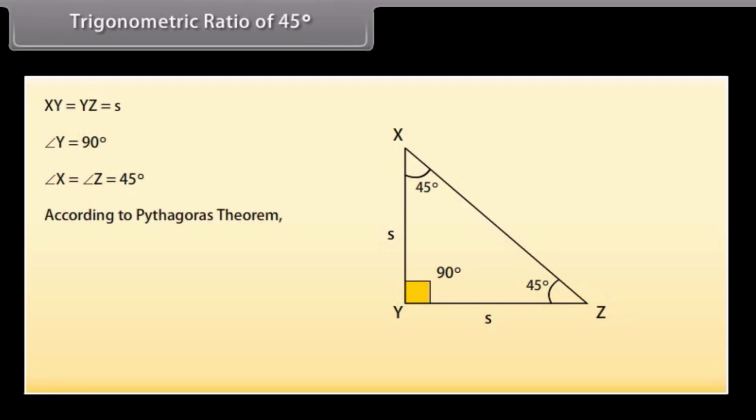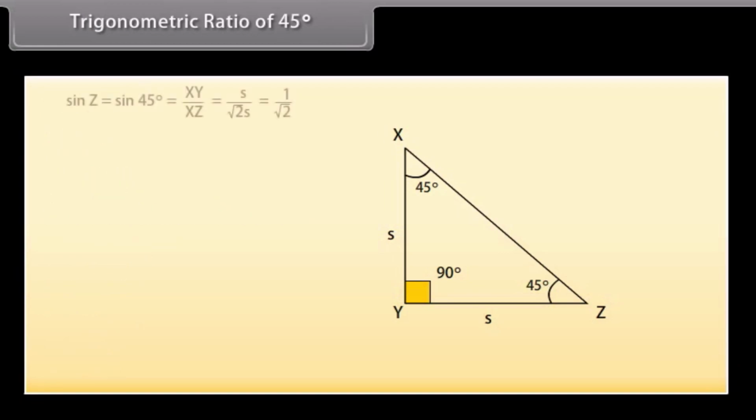According to Pythagoras' theorem, XY square plus YZ square is equal to XZ square. By substituting the values, we get s square plus s square is equal to XZ square. XZ square is equal to 2s square, which is XZ is equal to square root 2 s. Sin Z is equal to sin 45 degree, which equals XY upon XZ, which equals s upon square root 2 s, which is equal to 1 upon square root 2.